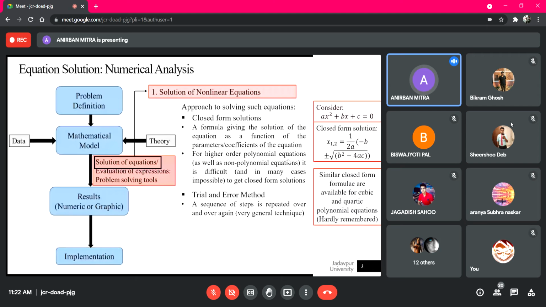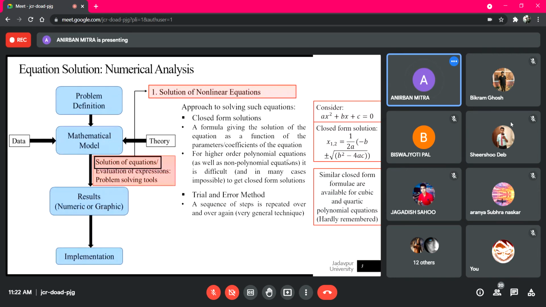Instead of considering random guesses, we will consider a logical basis on which we can decide upon a successively improving series of guesses or approximations. Our idea of trial and error method is that we have an equation, we consider a solution, suppose x equal to something. We substitute it into the equation and see whether it equates to 0, whether it satisfies it or not. If it doesn't, we discard that value of x, and we take a new value of x.